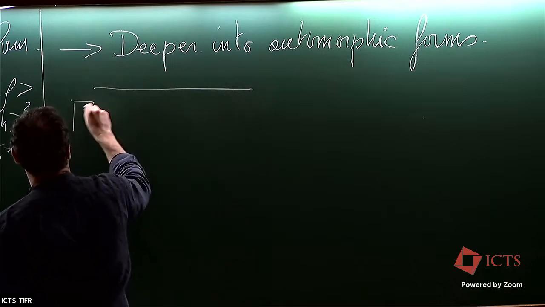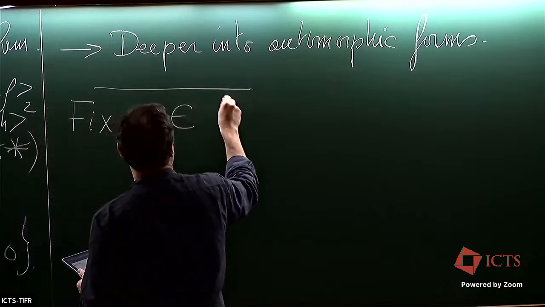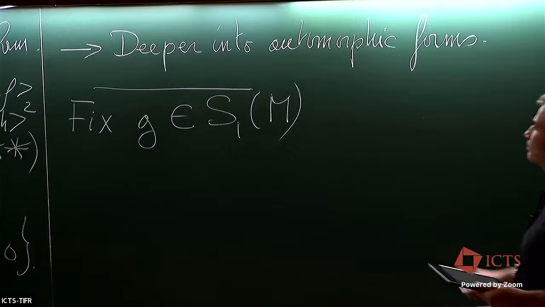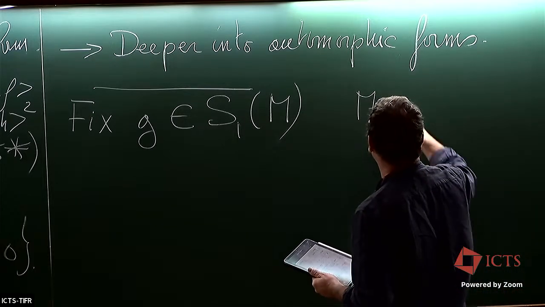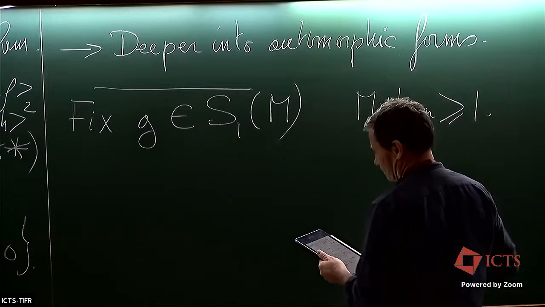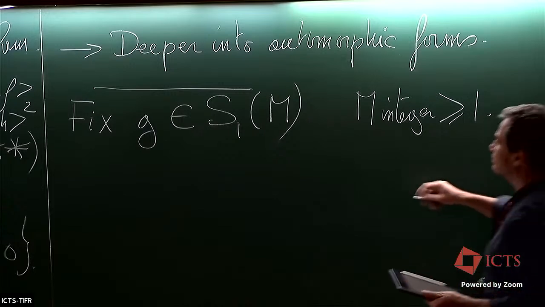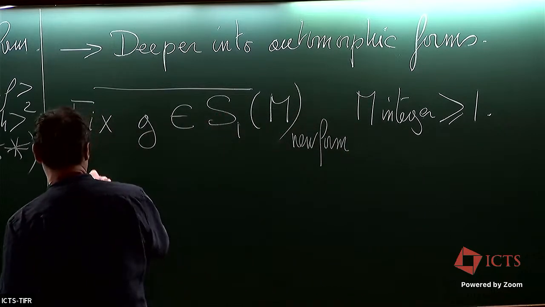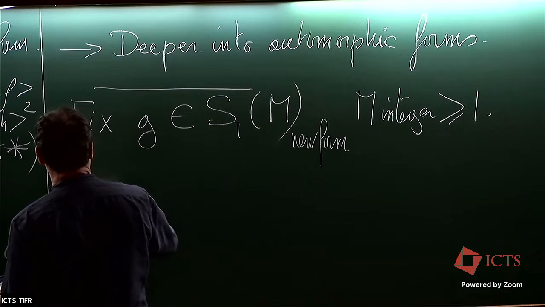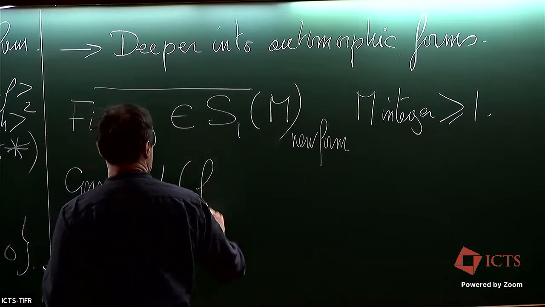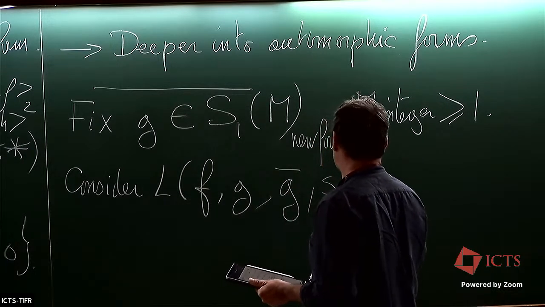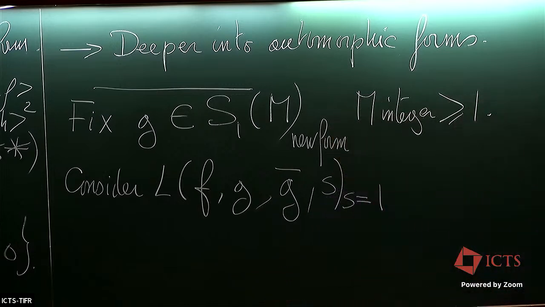Now, fix G, a modular form of weight one for gamma one of N, N an integer. So this is a newform. And consider the triple L function. And I consider here the conjugate of G, at s equal 1. So just like in the Reboledo situation, this can be factorized.